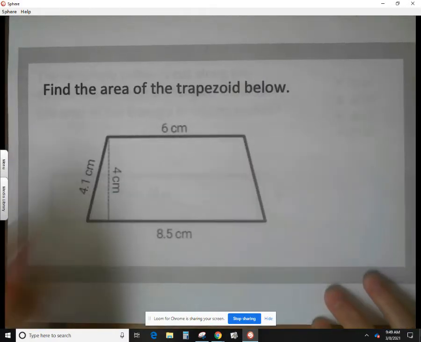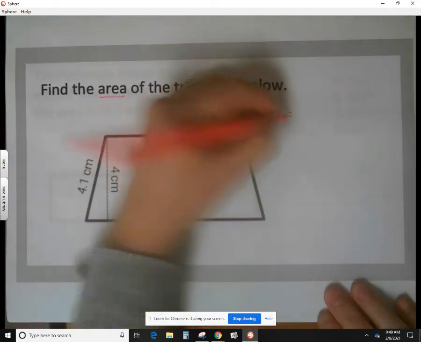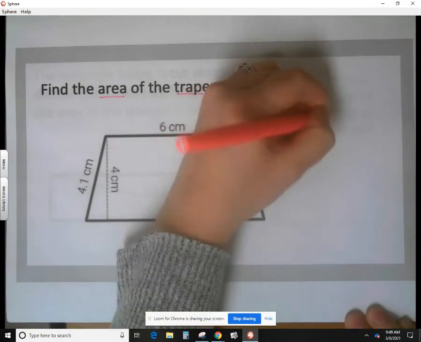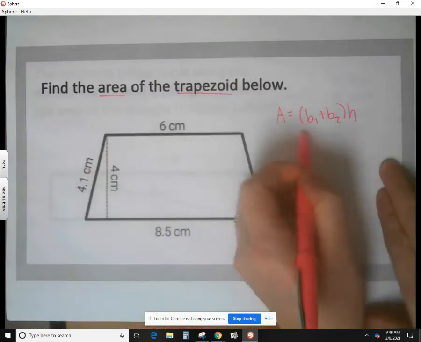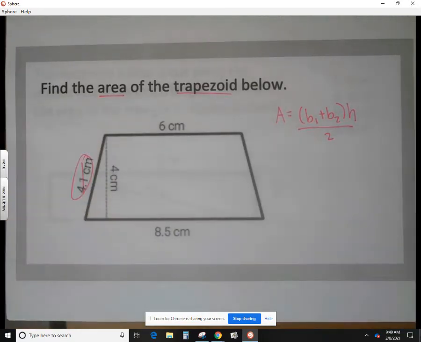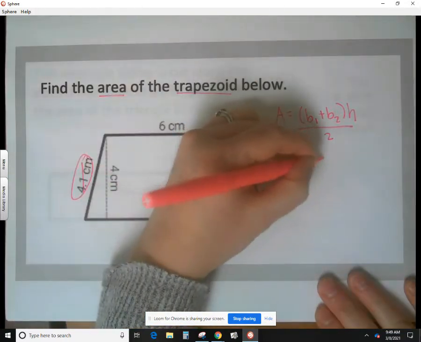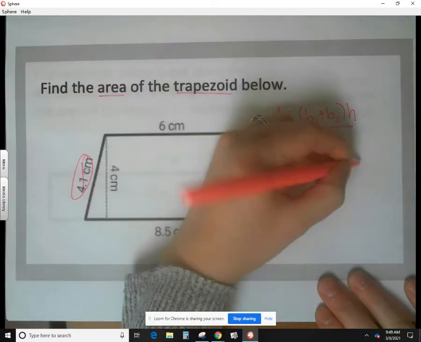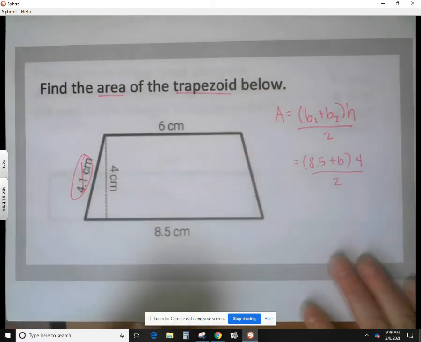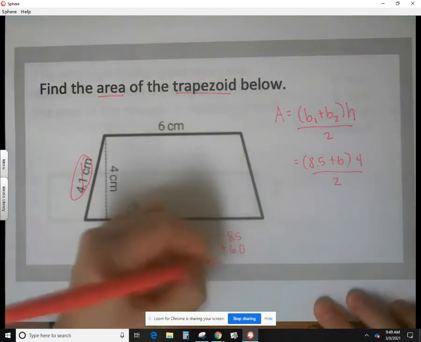The second question is an area question, and it's talking about a trapezoid. So your formula for a trapezoid is base 1 plus base 2 times the height divided by 2. Don't forget that on your star chart, it's going to say 1/2 instead of divided by 2, but it means the same thing. If you have a side, go ahead and get rid of it. So my bases are 8.5 and 6, and my height is 4. When I add 8.5 plus 6, I have to line up my decimal places again, so I've got to make that 6.0.